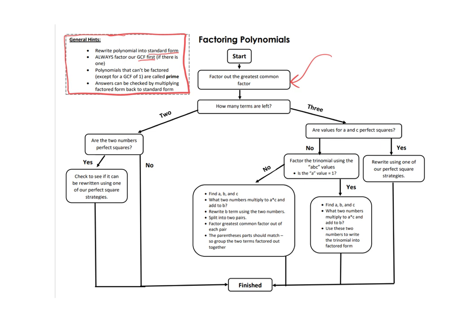Secondly, if something can't be factored, it's called prime. We don't see a lot of those or haven't seen a lot of those yet, but those do exist. And then your answers can all be checked by multiplying them back to standard form.